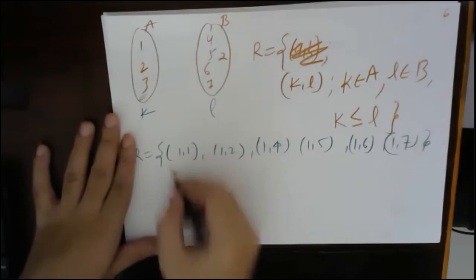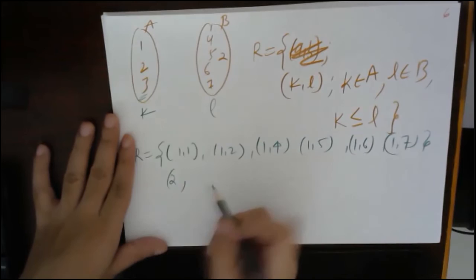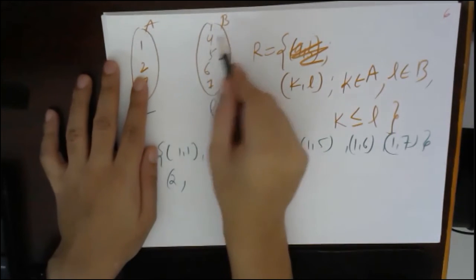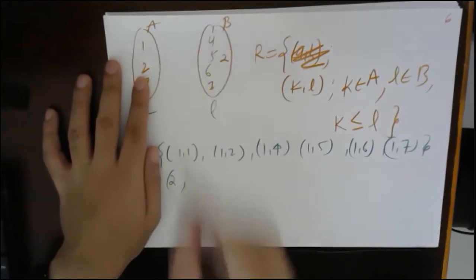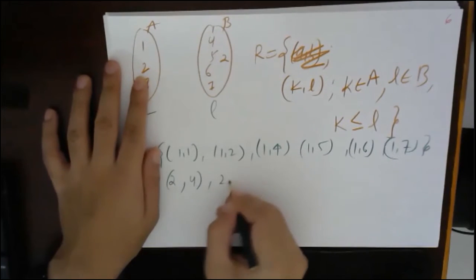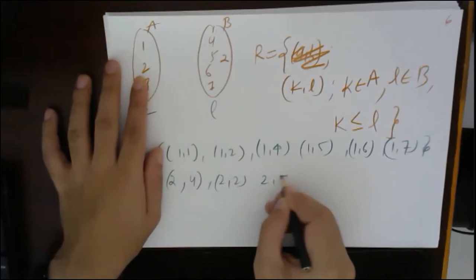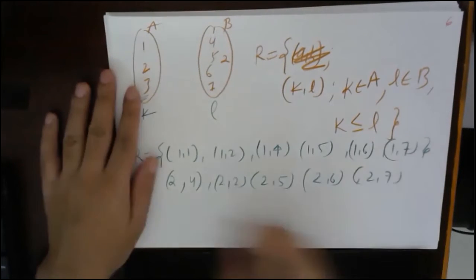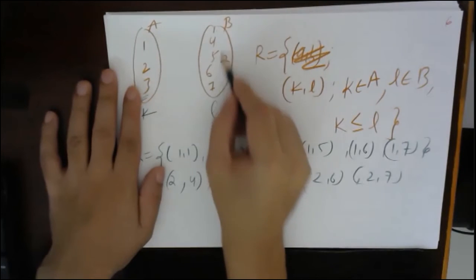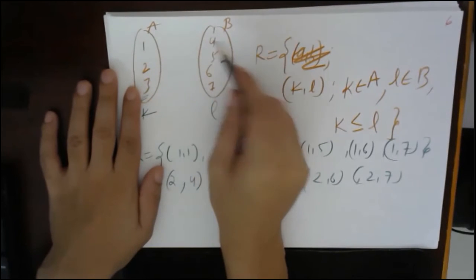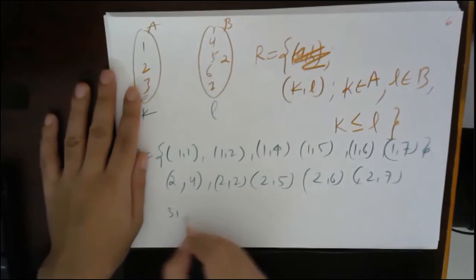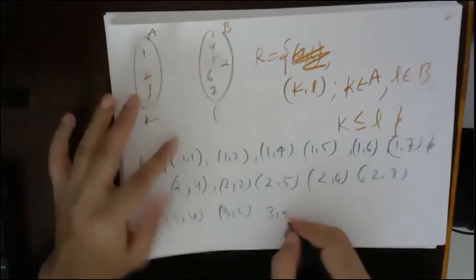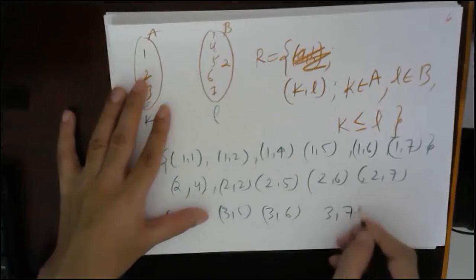Next, we will check for 2. Is 2 less than or equal to 1? No. 2 is less than or equal to all other elements except 1. So this is (2,2), (2,4), (2,5), (2,6), and (2,7). What about 3? 3 is less than or equal to 4, 5, 6, 7, but not 1 or 2. So this is (3,4), (3,5), (3,6), and (3,7).